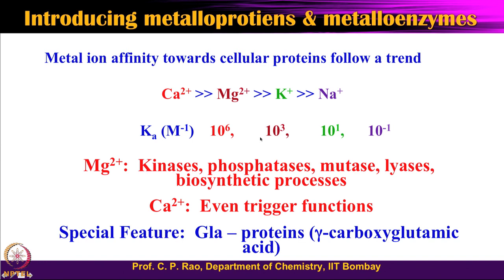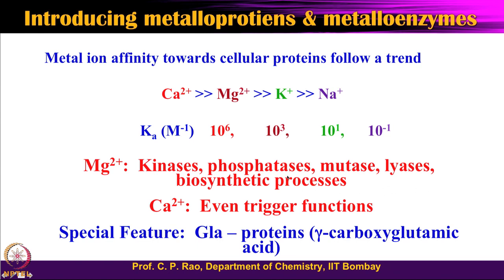So, overall, in a very general fashion, calcium binds to proteins much more strongly, in the range of 10 power 6 binding constant, 10 power 3 for magnesium, 10 power 1 for potassium, and 10 power minus 1 for sodium. That means between sodium and calcium, there is a 10 million fold difference. Between potassium and calcium, there is a 100,000 fold difference, and between magnesium and calcium, a 1,000 fold difference. So, magnesium of course activates kinases, phosphatases, mutases, and lyases, and is involved in many biosynthetic processes.